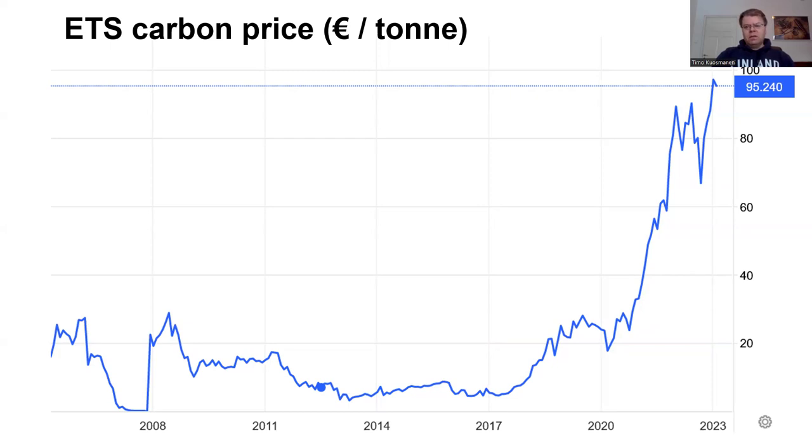But clearly, when we have reached prices close to 100 euros per ton, then suddenly firms that need to buy these emission permits have a great incentive to decrease their energy consumption and find other ways of generating or buying energy.